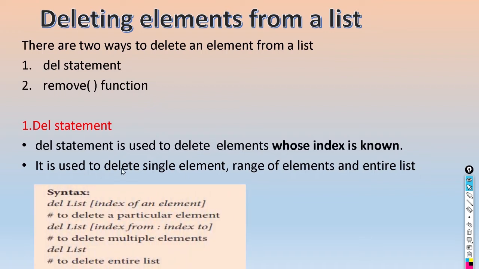Now we shall see the syntax. First one is del list, with the index of an element within square bracket. Whenever you specify the index, it should be given within square bracket. This is used for deleting a particular element. Next one is del list, where list means the list name, and index from colon index to. I want to delete a range of elements, so we specify starting index colon ending index. This is used for deleting multiple elements. Next one is del list, which is used for deleting the entire list itself.